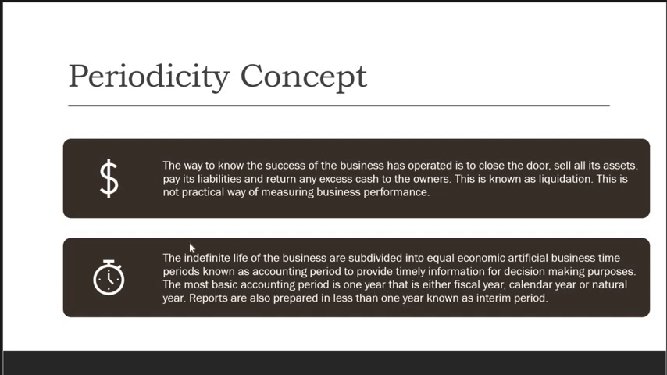In this particular concept, the indefinite life of the business is subdivided into equal economic artificial business time periods known as accounting periods. That is to provide timely information for decision-making purposes. The most basic accounting period is 1 year, that is either fiscal year, calendar year, or natural business year. Reports are also prepared for less than 1 year. This is known as interim period reports, for example monthly or quarterly, depending on the needs of the entity.